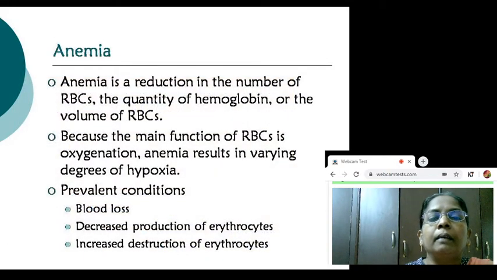Next, let's move on to the characteristic features of anemia. Anemia is a reduction in the number of RBC and also the quantity of hemoglobin and the volume of the RBC. Basically RBC are involved in oxygenation. The RBC carry the oxygen in the blood, and if you're not carrying enough RBC content in the blood, if it is decreased, it will cause hypoxia, that is a reduction of the supply of oxygen in the blood. Then the prevalent conditions are blood loss, decreased production of erythrocytes, and increased destruction of erythrocytes.